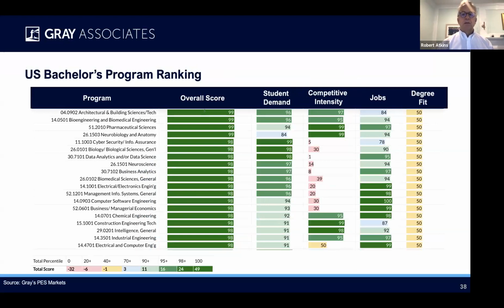You'll notice that the page is color-coded. That's true for a great deal of what we do. The dark green means it's the 98th or 99th percentile, so one of the best. The light green means you're down in the 96s. You can see it shading off. And by the time you get to pink, you're at the 40th percentile and below.